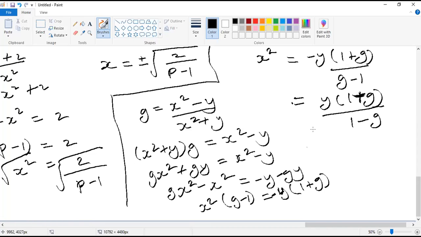From here now, we're good. We just take the square root. So this is x squared, take the square root on both sides, and we get x is equal to plus or minus the square root of this thing right here.